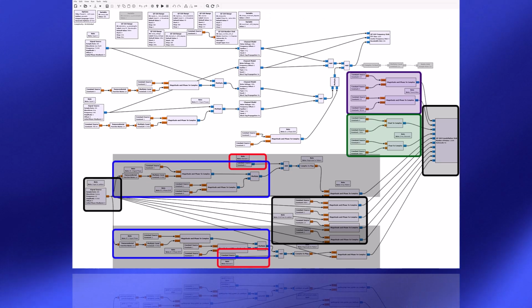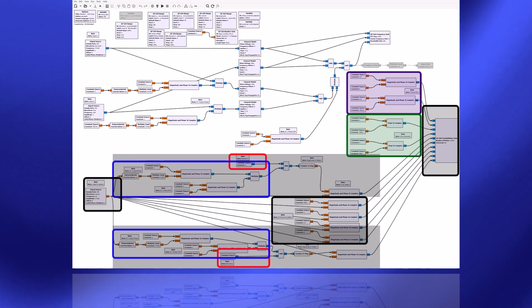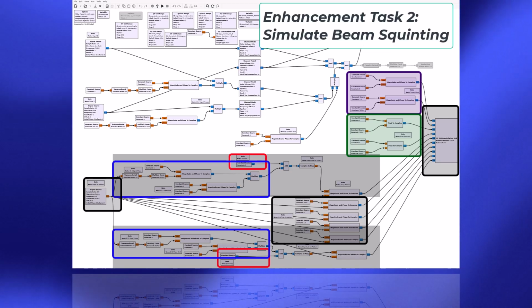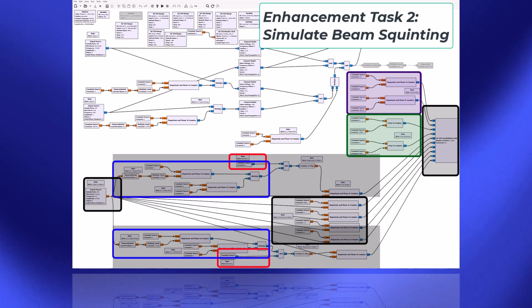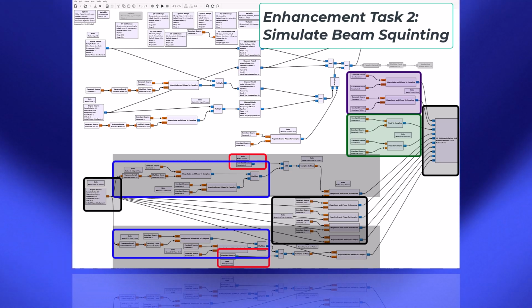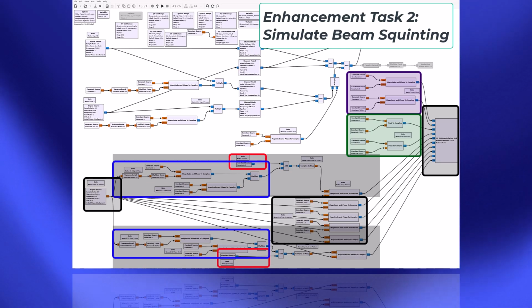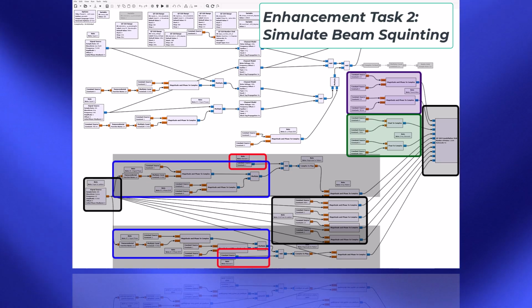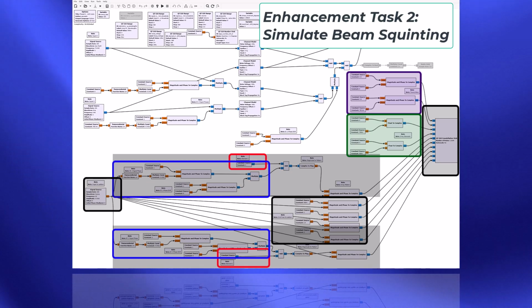The second enhancement that I've asked you to make to the flow graph and the simulation is to simulate beam squinting. The idea here is that the array pattern will change and the angle of beams generated by the array will change depending on the frequency of the signals that the array is used to receive.